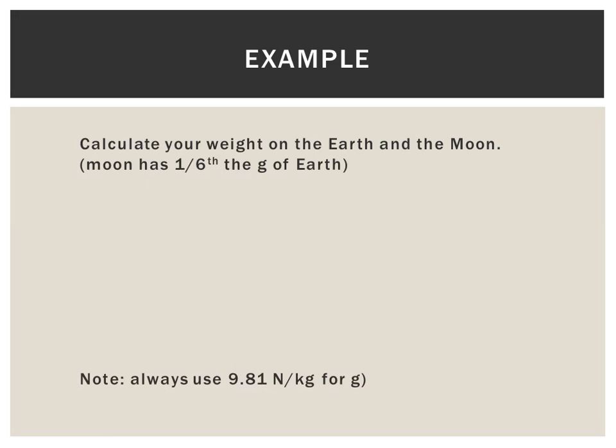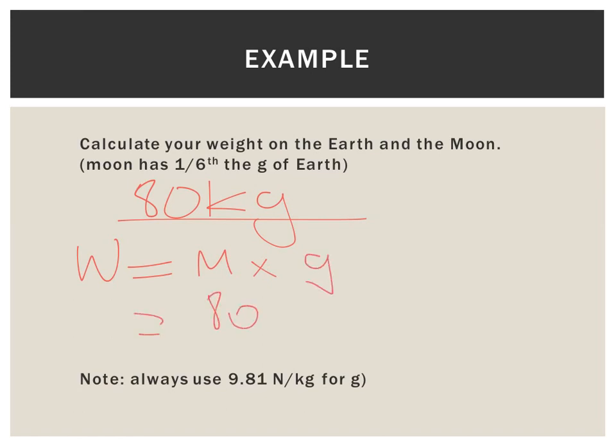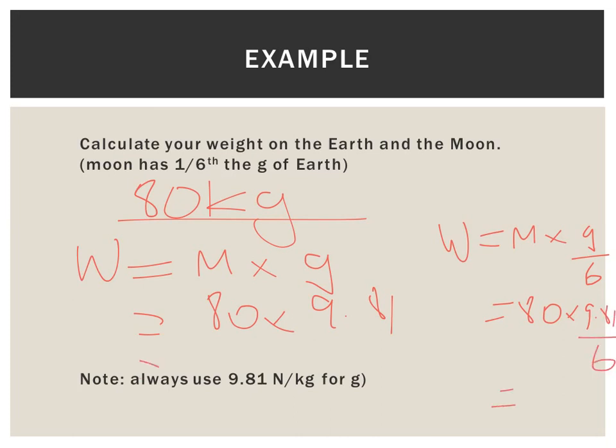Just a quick example for weight: weight on the Earth and the Moon. Let's say I am 80 kgs, that's usually the estimate for a person. Weight on Earth will be the mass times gravity for Earth, so it'll be 80 times 9.81. Whereas on the Moon, it'll be weight equals mass times gravity, but the gravity on the Moon is 6 times less, so we'll divide that value by 6, and do 80 times 9.81 over 6, and you'll get a new value. Both of those are in newtons.